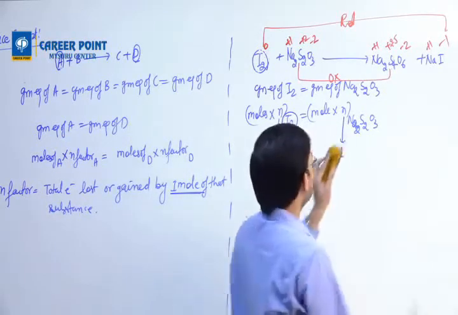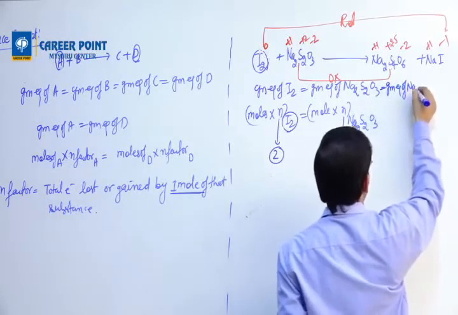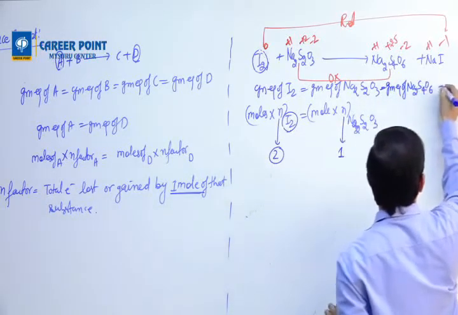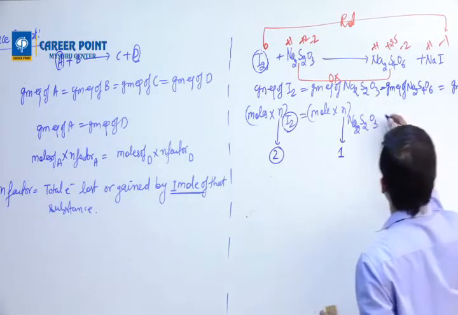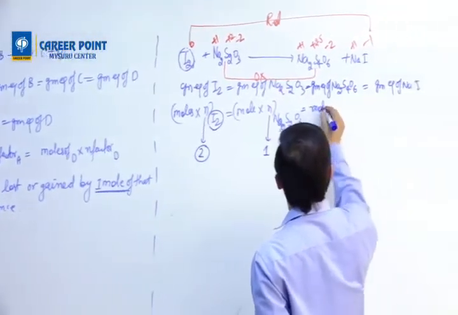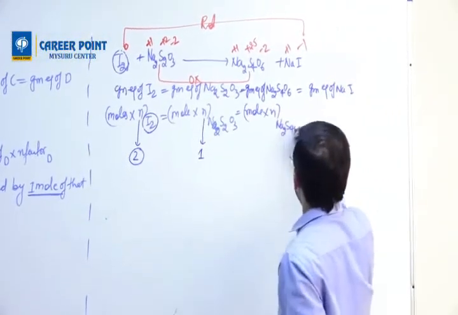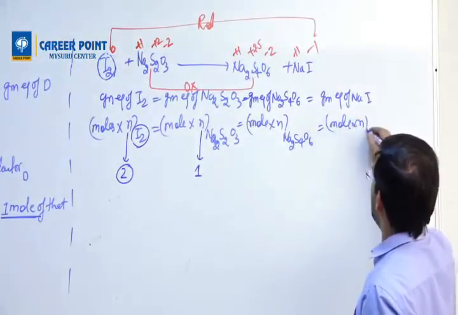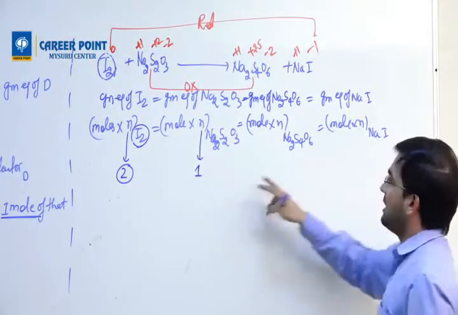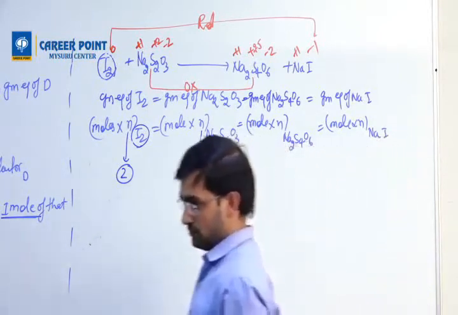Okay, I'll go one more step. Gram equivalent of Na2S2O3 into n factor of NaI. I've calculated these two n factors, I'll calculate for them also.